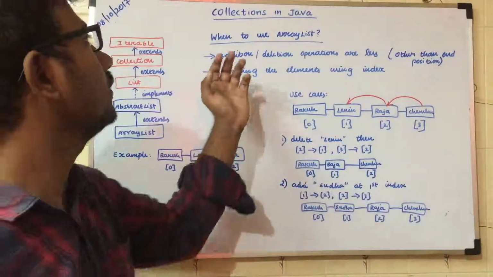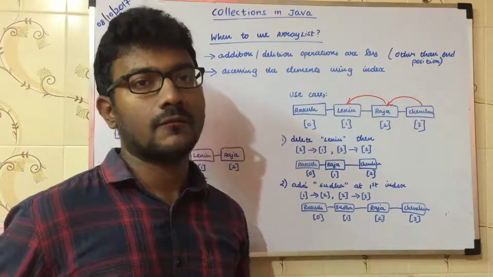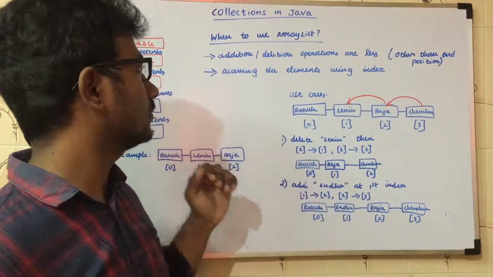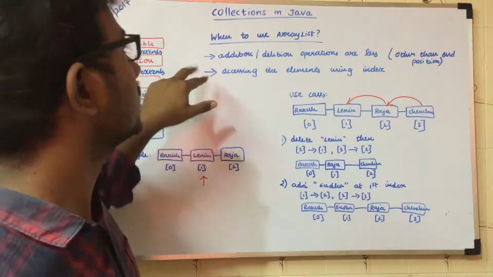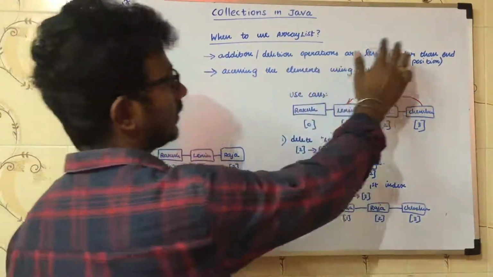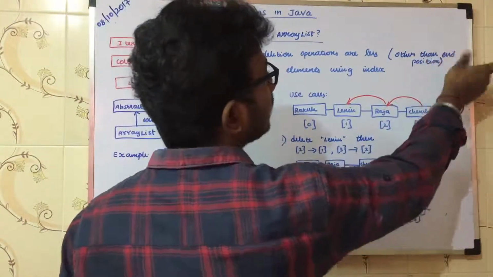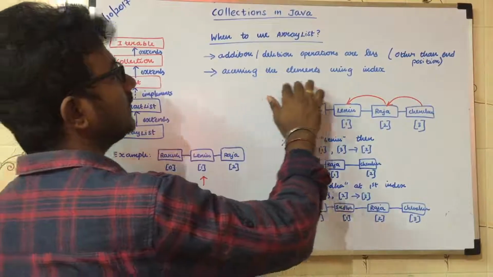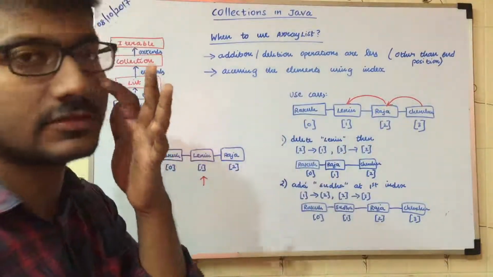Now we are going to see when we should use ArrayList compared to other collections. The best things you need to consider are these two statements. Whenever the addition or deletion operation on a list is at a position other than the end, you should prefer ArrayList. And when accessing elements using an index, you should prefer ArrayList.